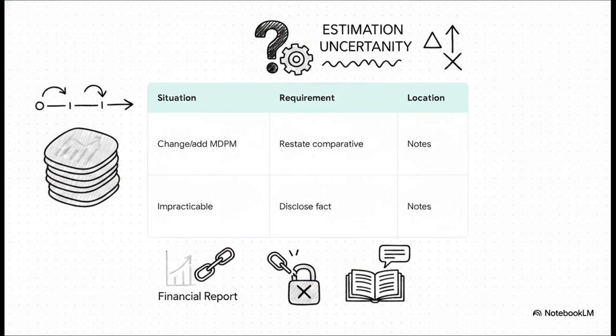Also, you can't just casually change these metrics year to year to make the numbers look better. If an entity changes, adds, or drops an MDPM, then they have to restate the comparative info for the prior period in the notes. Now, this often introduces significant estimation uncertainty. If restating is truly impracticable, you must explicitly disclose that fact and explain why.